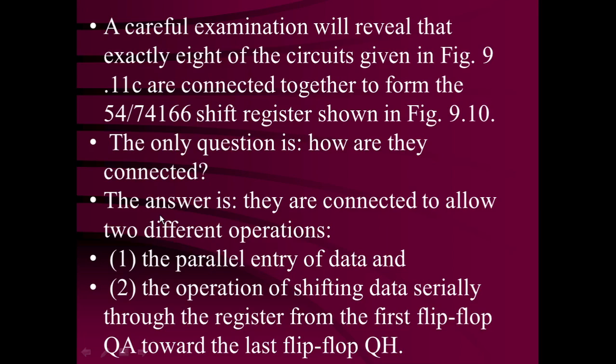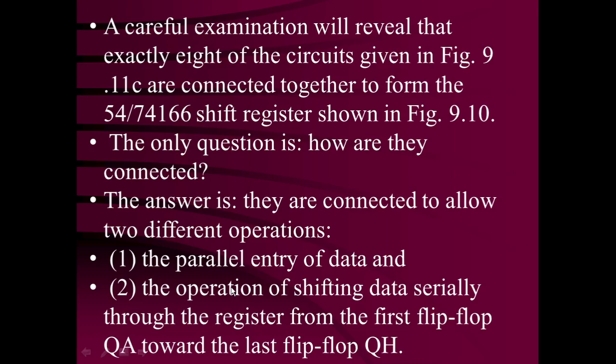Now, we have to answer these questions. The answer is they are connected to allow two different operations. For the parallel entry of the data, when the control line, which is designated in this IC as shift load control, is low, then data can be entered in parallel fashion through the inputs A, B, C, D, E, F, G, H. And if the shift load control is high, then the data is entered through the serial input, that is pin number 1, in a serial fashion.